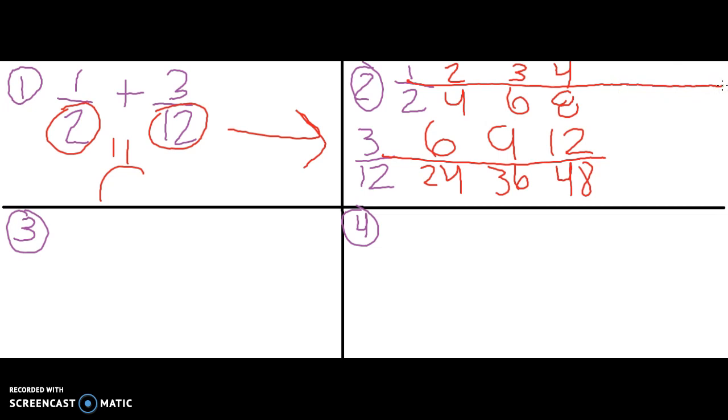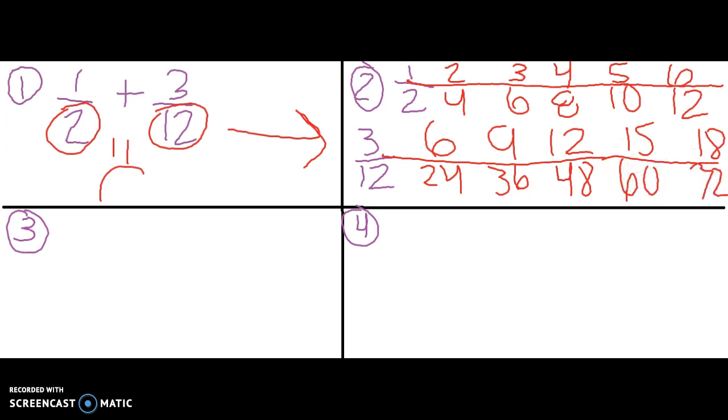So for 1/2, at the top, I'm just going to keep counting. 1, 2, 3, 4, 5, 6. And at the bottom, 2, 4, 6, 8, 10, 12. Moving to 3/12. At the top, 3, 6, 9, 12, 15, 18. Skip counting by 12s at the bottom. 12, 24, 36, 48, 60, 72.